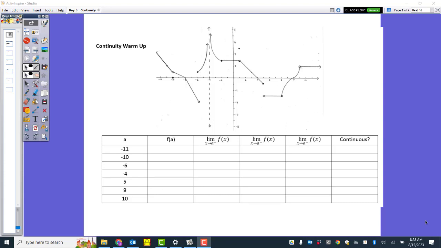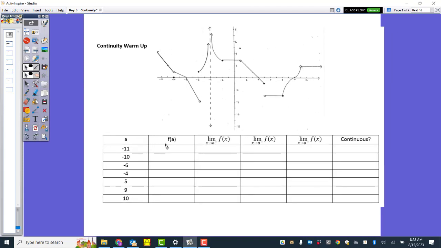All right, so today we're looking at continuity. If you're in class, this is a warm-up we did. If you weren't in class, you have a chance to look at this and try it yourself. The whole idea is you're finding what the function value is at a, what the limit as you approach from the left is at a, what the limit as you approach from the right is at a, and what the actual limit is at a.